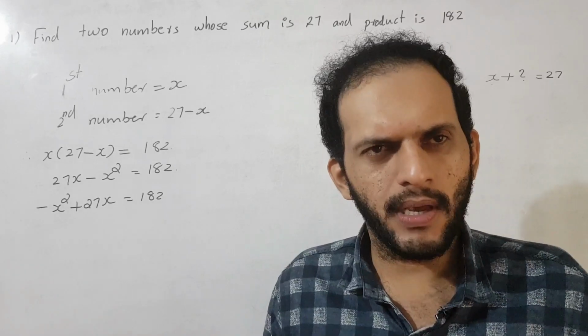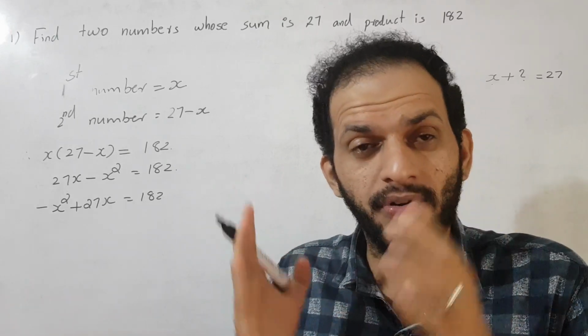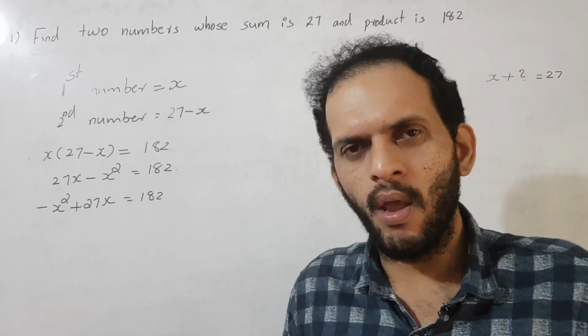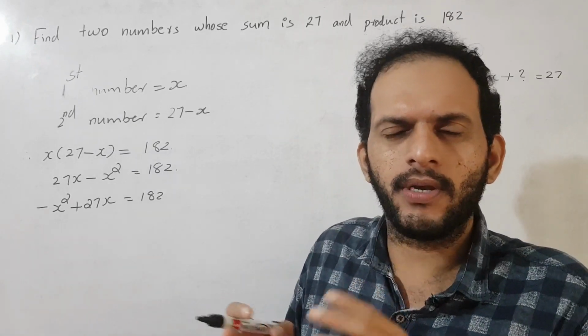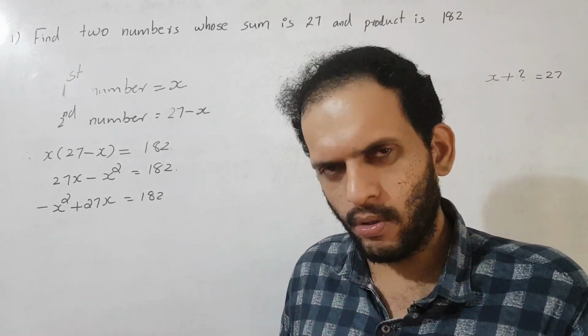First we check the sign of the coefficient of x square. First we check the coefficient of x square, correct? The coefficient of x square is 1 or not.